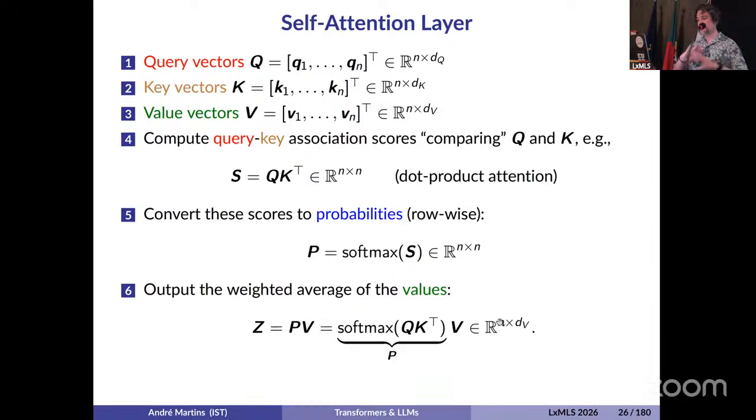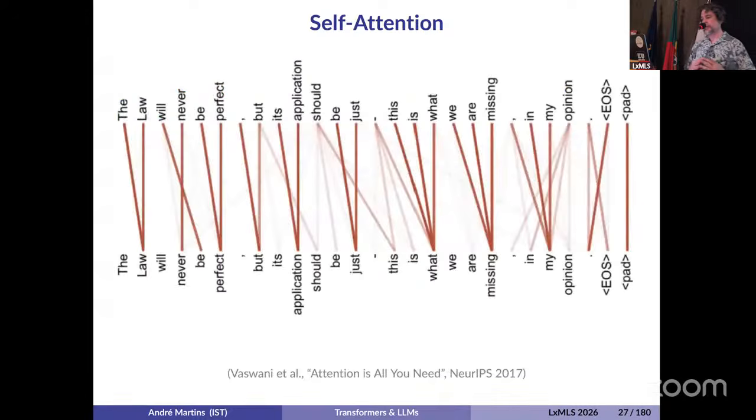If you put everything in the same expression, we end up with this expression. We have the softmax of Q times K transposed, which gives us the probability matrix, times V. I'm going to come back to this expression several times in a bit. This is precisely what the transformer papers did, with some subtleties.